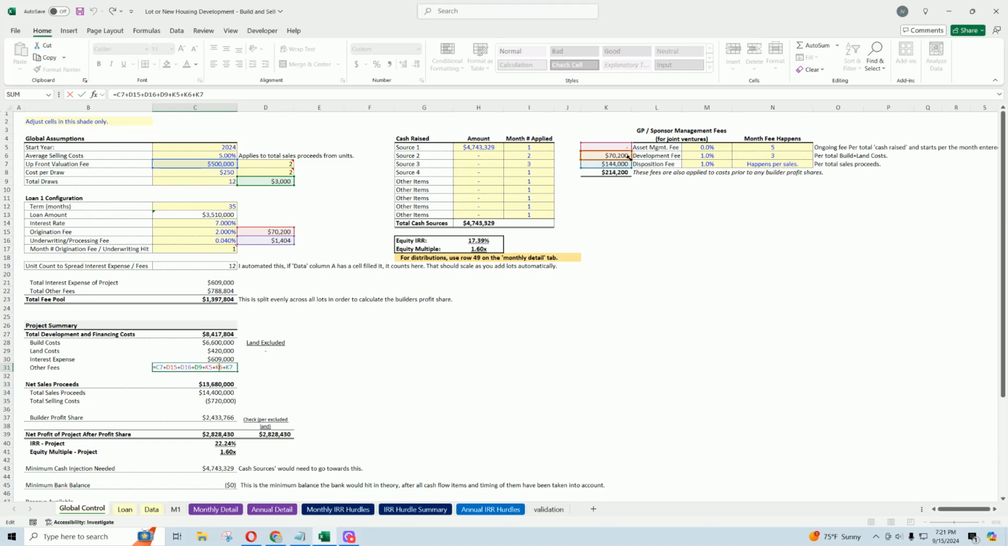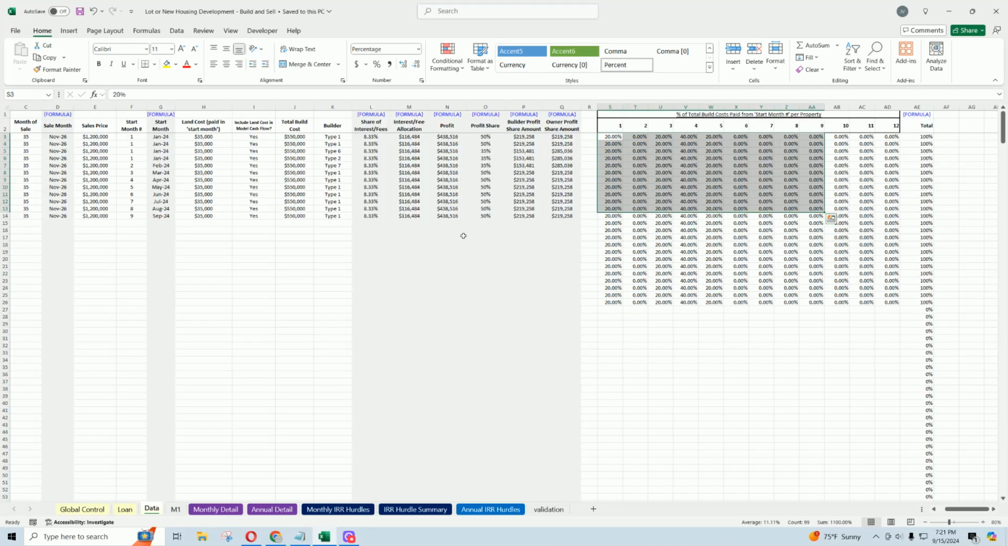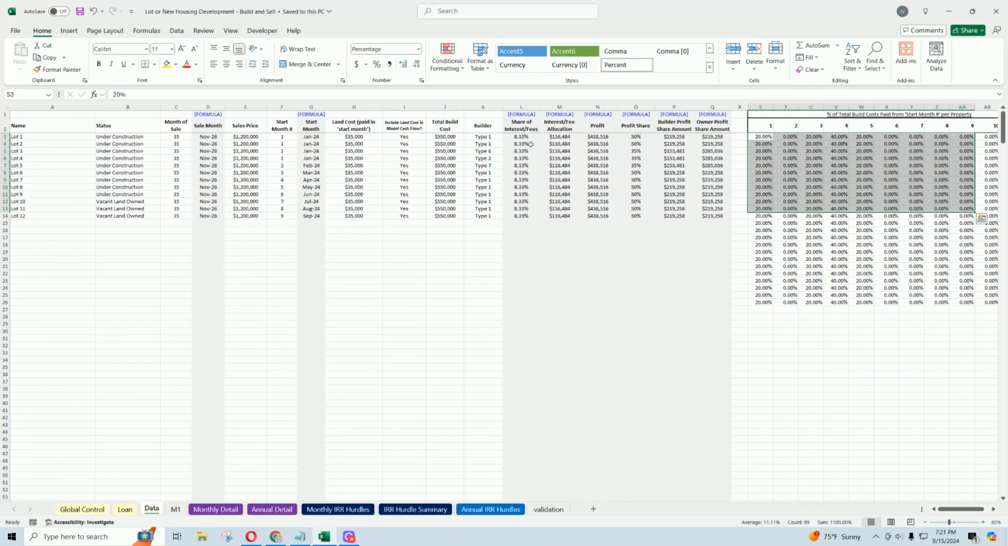the acquisition fees here. And then this model, so the client I did this for has a partnership with builders where they get a percentage of the profit. So if you look at the data tab here, I actually do a calculation for each unit because you might have different builders for different units and they have different profit shares. So we're spreading out all the different fees and all the interest evenly across all the units. So that's what this column M is doing.